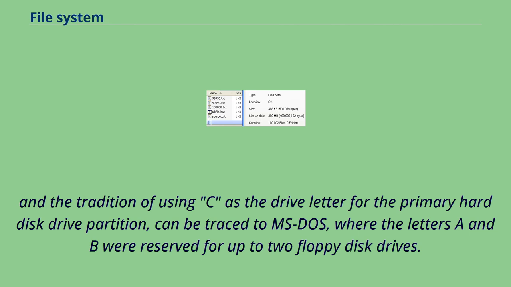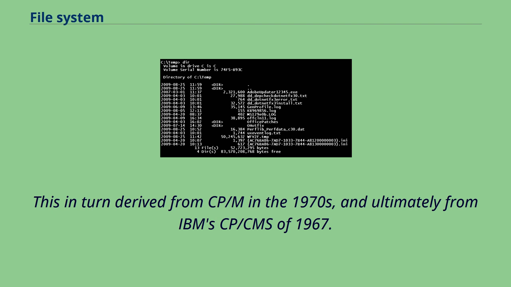The use of drive letters, and the tradition of using C as the drive letter for the primary hard disk drive partition, can be traced to MS-DOS, where the letters A and B were reserved for up to two floppy disk drives. This in turn derived from CP/M in the 1970s, and ultimately from IBM's CP/CMS of 1967.